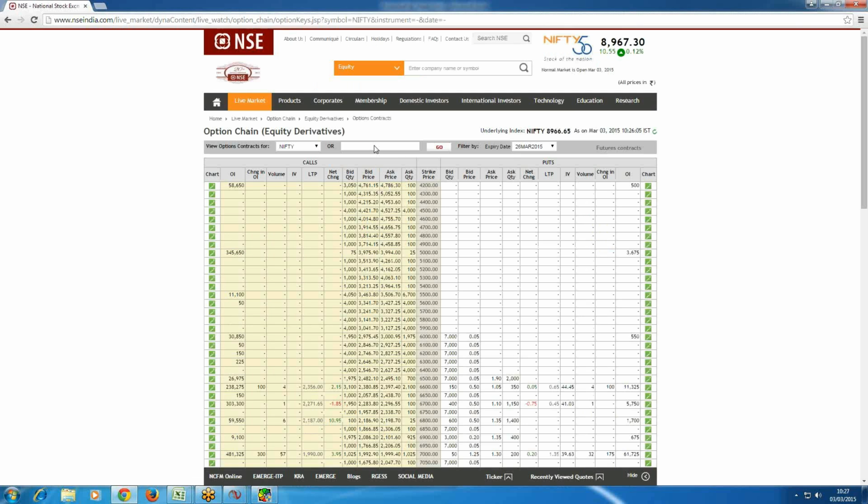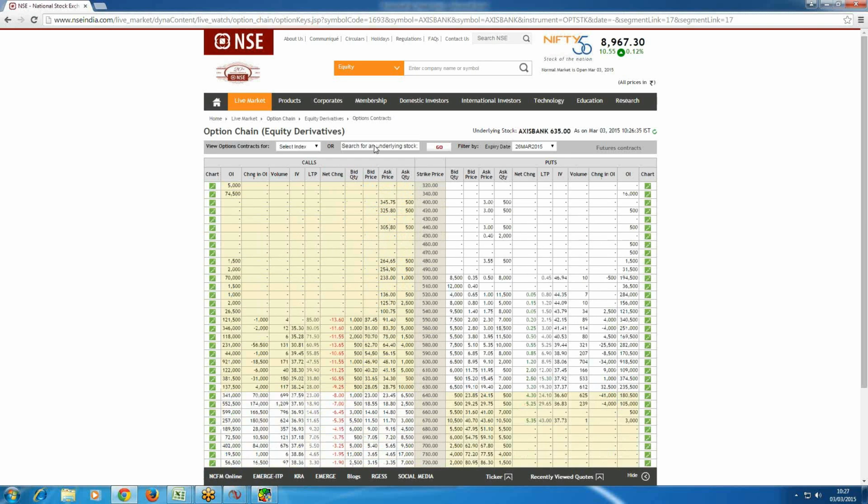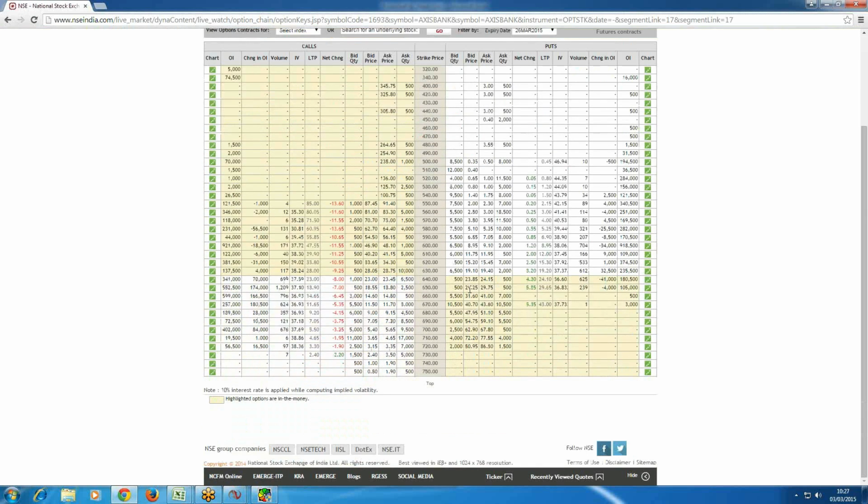So I can change it here. I'm choosing Axis Bank. So you see the strike price. You'll have to do a small amount of work here. You can do this at the end of the day also. Let's say in case you're trading on 30 stock option scripts for the next day, you can just prepare the strike prices for those particular scripts at the end of the day.